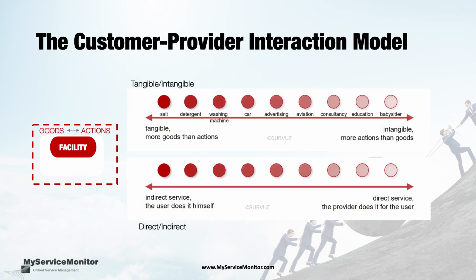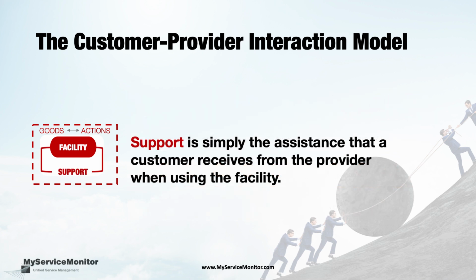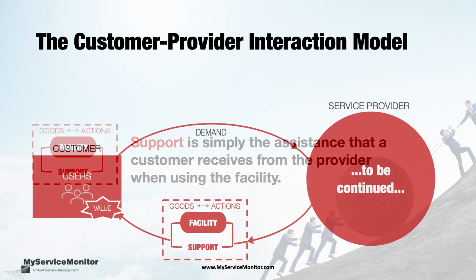The nature of services can vary widely from tangible services with more goods than actions to intangible services like advisory services or consulting. They can also be indirect, where the user does things themselves, or direct, where the provider does it for the user. Identifying the goods and actions in our services allows us to clearly specify what a service does and does not include. Now, support is just the assistance that the customer can expect from the provider when using the facility.